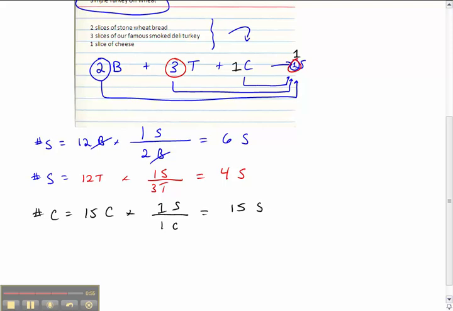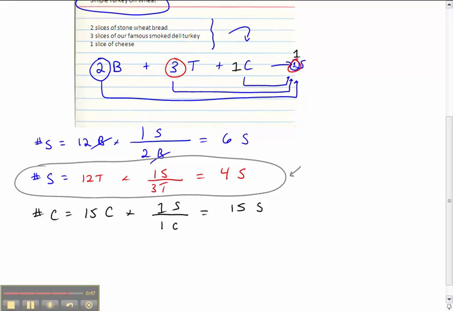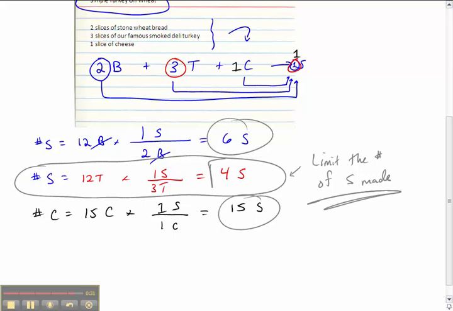So I've got 3 choices here. Which one can I really make? Well, I can really only make 4 sandwiches. Why? When I get to 4, I'll run out of turkey. And even though I have enough bread to make 6 and enough cheese to make 15, I don't have enough turkey. So my turkey will limit the number of sandwiches made. And the most I can make will be 4.